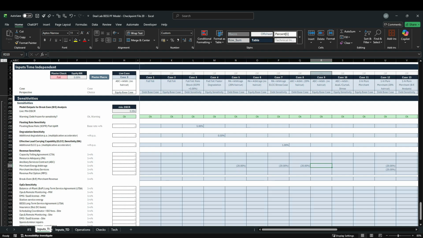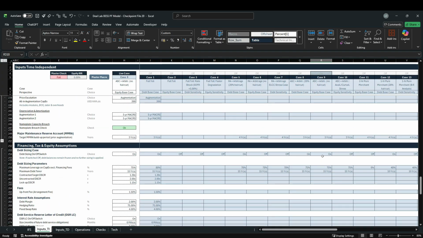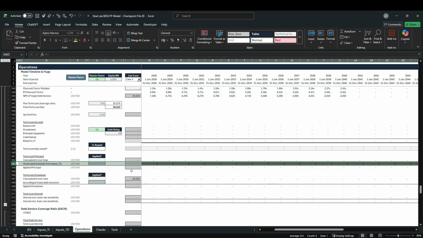And we forgot one thing. We actually don't only just have to delete our haircut assumption here, but we also have to turn off our debt sizing case. So let's turn this off. And now you can see that we would pick up our hard-coded line, which we haven't pulled in yet. And this is what we'll do right now with an XLOOKUP function.